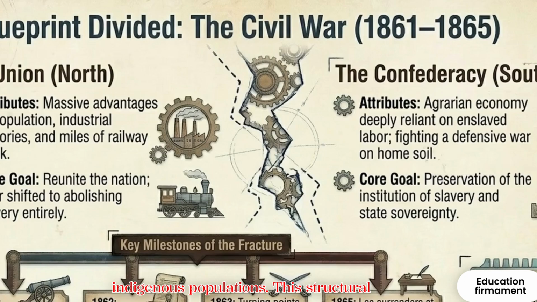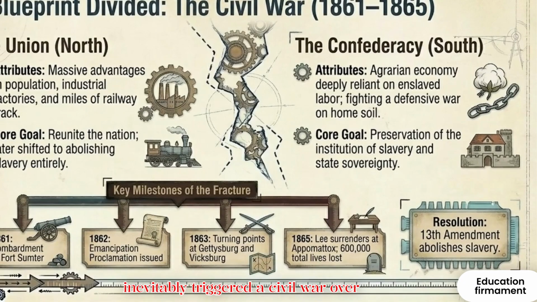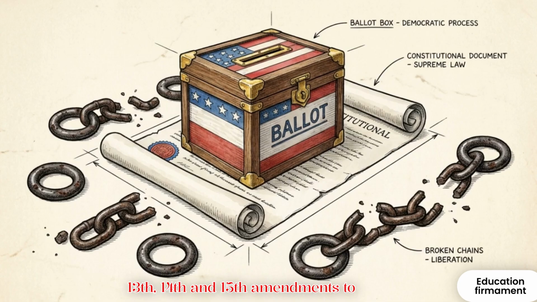This structural tension finally broke the blueprint in half. A democracy expanding its borders while denying humanity to millions inevitably triggered a civil war over state sovereignty and the preservation of slavery. After 600,000 deaths, the Union survived. The nation attempted a massive legal correction, passing the 13th, 14th, and 15th Amendments to abolish slavery, grant birthright citizenship, and protect voting rights regardless of race.